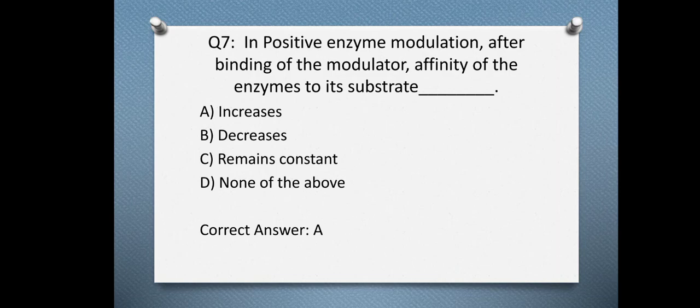An example of positive allosteric enzyme modulation is the binding of oxygen to the hemoglobin molecule. Hemoglobin is a protein in RBCs. When one oxygen molecule binds to the ferrous ion of the heme molecule in each of the four chains of a hemoglobin molecule, it increases the affinity of hemoglobin for oxygen. So it is the best example of positive enzyme modulation.